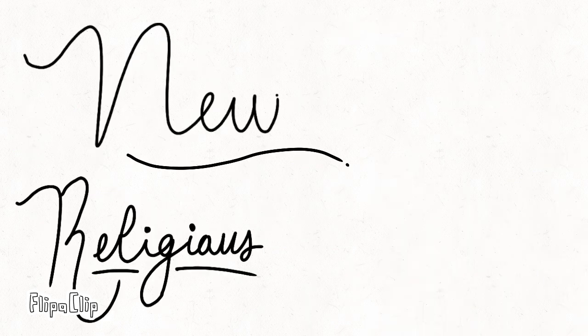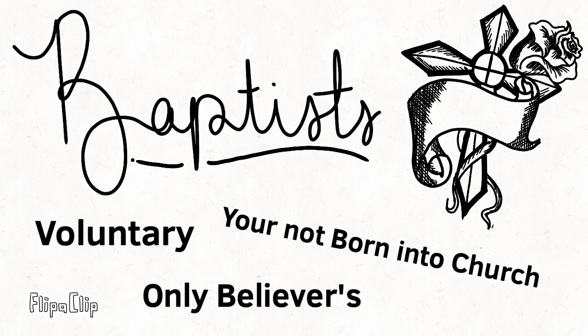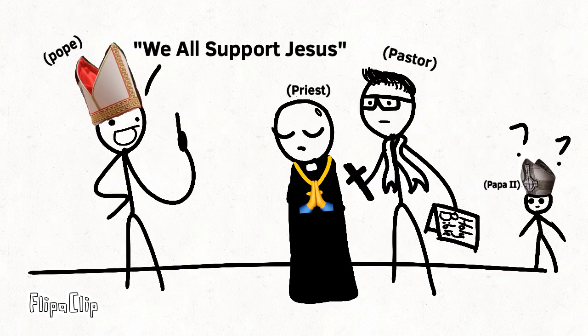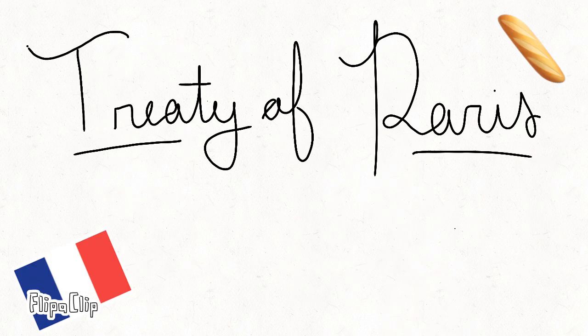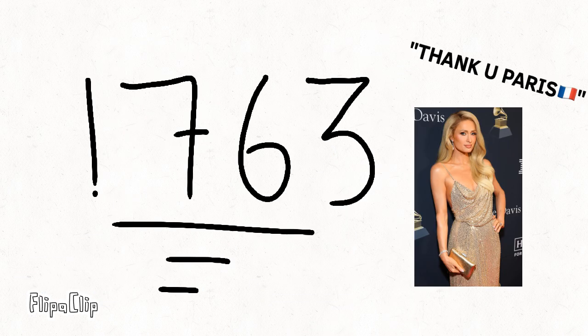This led to new religious groups, like Baptists and Methodists, along with shared religion across the colonies. The war eventually ended with the Treaty of Paris in 1763.